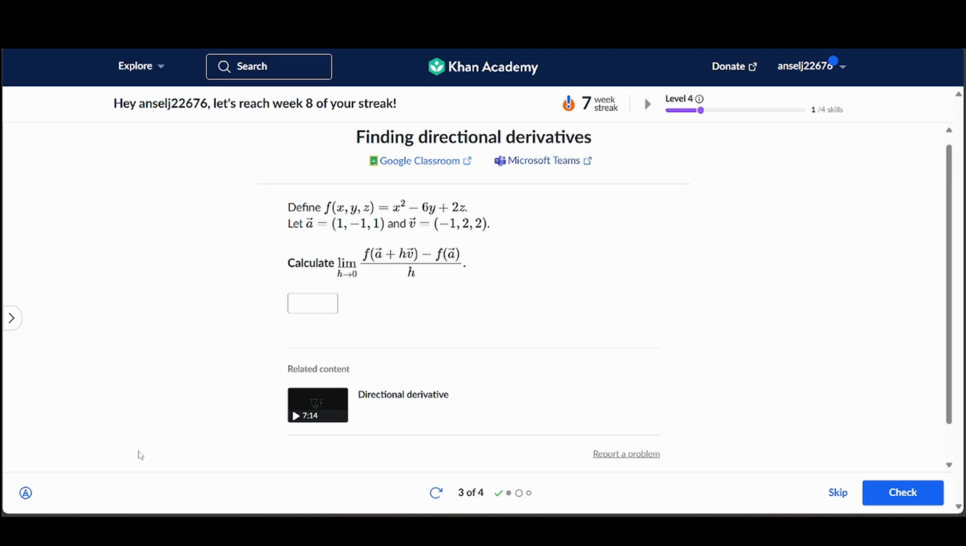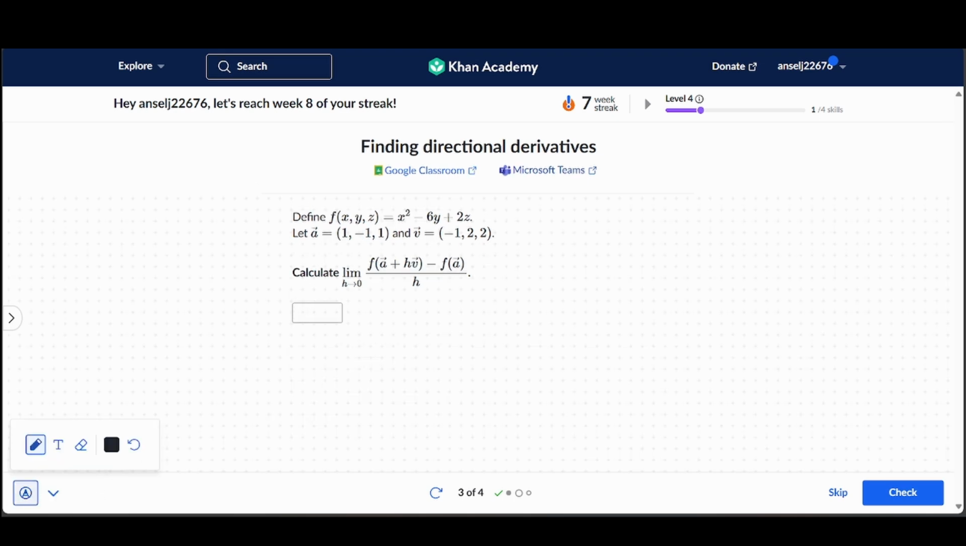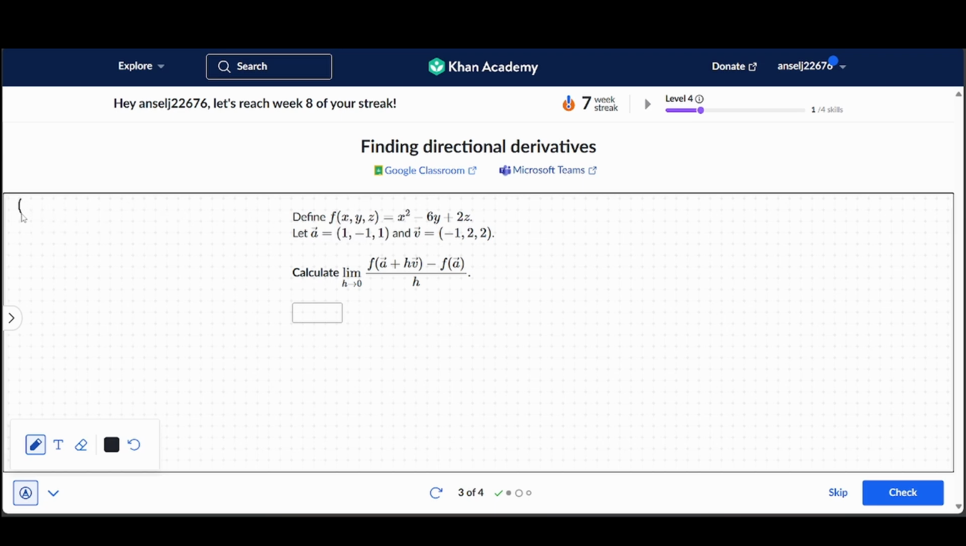Okay, this is a complicated one. We're going back to the drawing thing because I don't think you guys can see what I'm doing on the paper. Okay. So we just F. Okay.